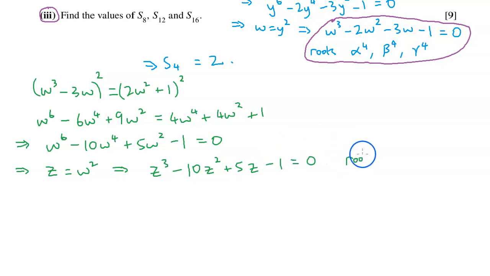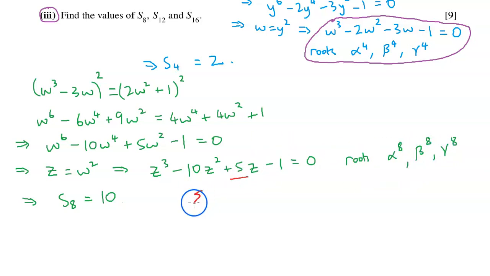And this one has roots alpha to the 8, beta to the 8, and gamma to the 8. And so immediately we can see that S8, which is the sum of these roots, is equal to negative negative 10, which is positive 10. And we also have that the sum of any two of them multiplied together, so we can write it as the sum of alpha to the 8 beta to the 8, is equal to 5. And so we can quickly get S16 just by using algebra.